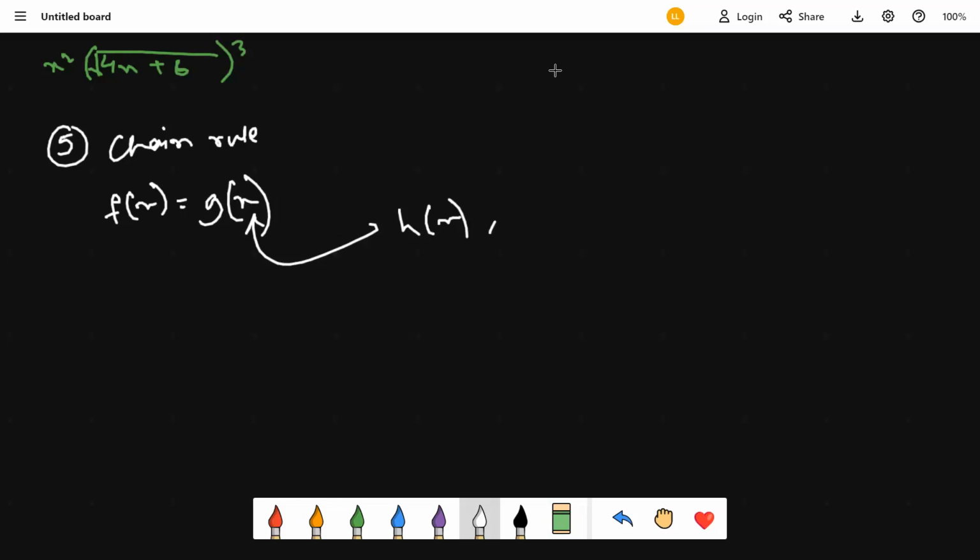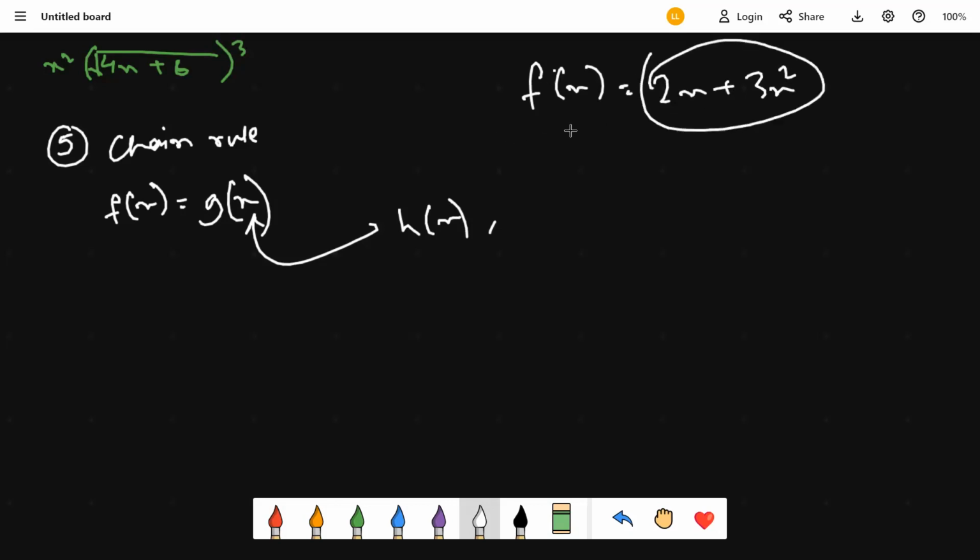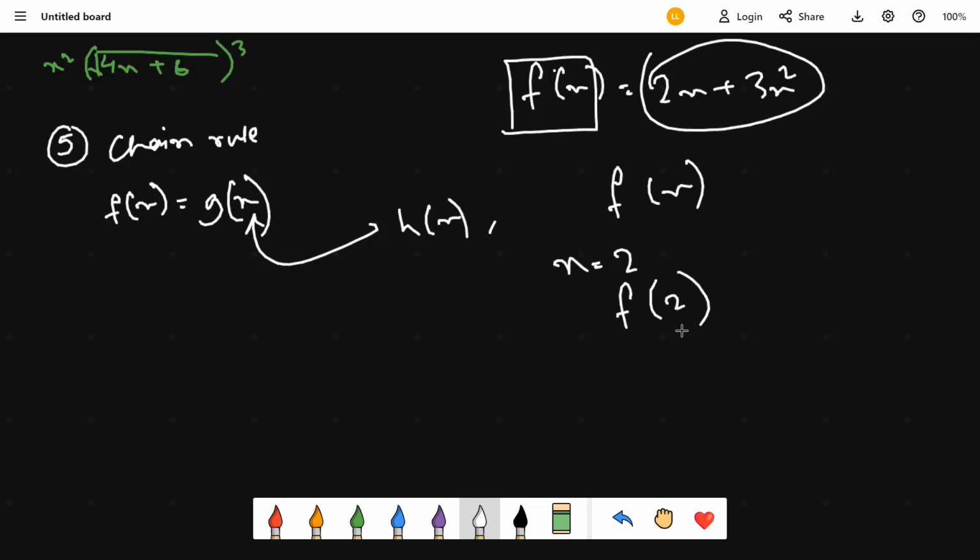Let's recap it. Function means what? If a function is f of x equals 2x plus 3x squared, what does it mean? This whole expression can be represented as f of x. Now, if we ask what is the value of f of 2, that means when the input, the x value, is 2, what is the value? We place the input value 2 in place of x.